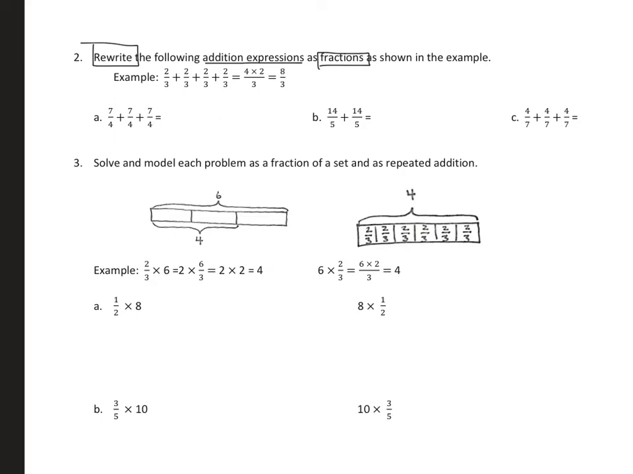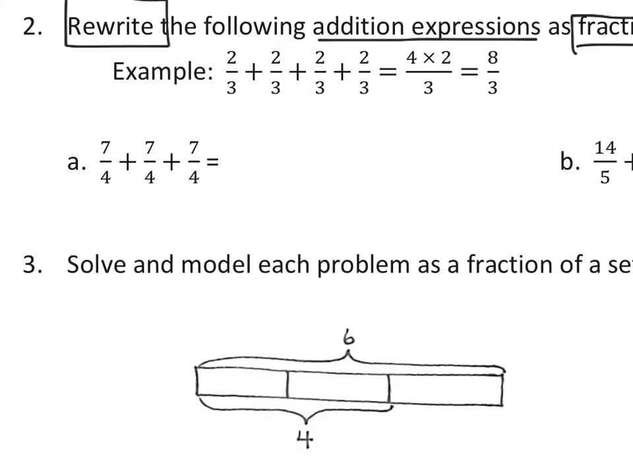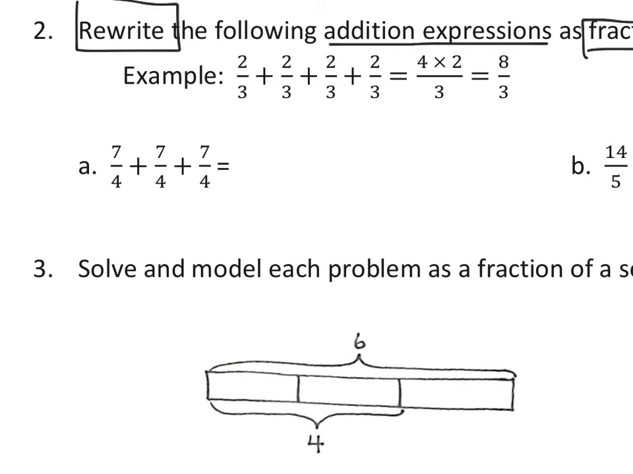First one we have, let me zoom in. We have 7/4 plus 7/4 plus 7/4. So we know that the denominator is going to stay the same, so we have fourths. And the numerator, we're going to go ahead and multiply. There's 3 of them, so we're going to go 3 times 7, which then as a fraction would be 21/4. Which we can take one step further and say 21/4 is bigger than a whole, so I can go ahead and pull out a whole.